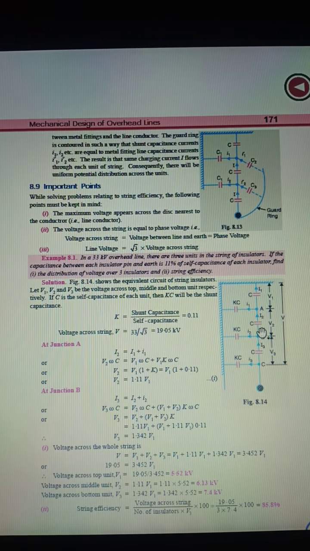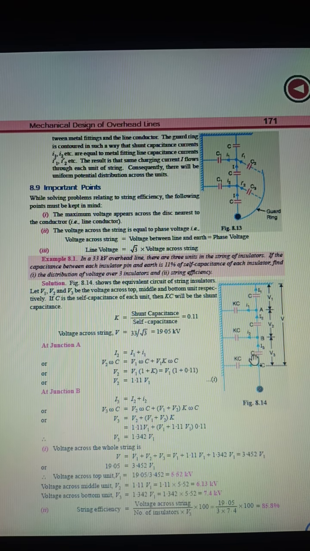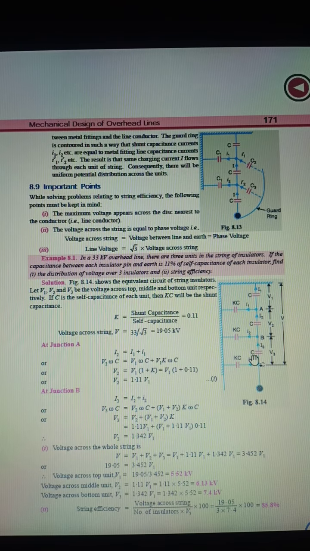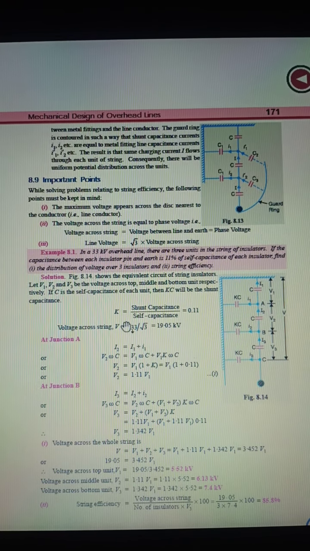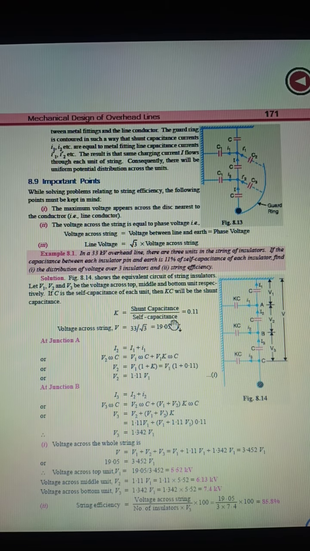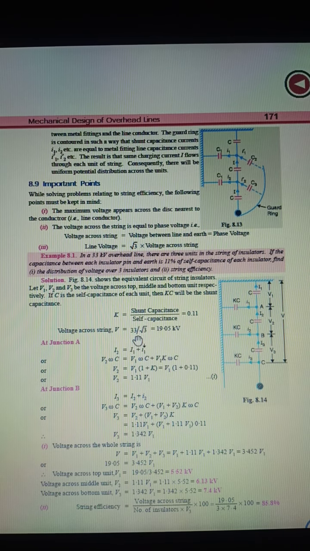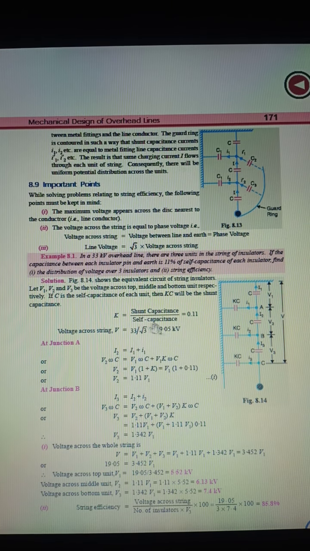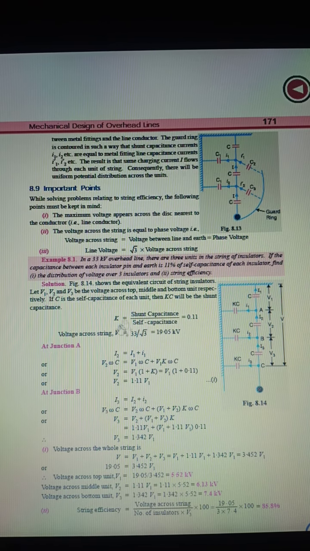The figure shows the 3 insulators. Here, capital C is the self capacitance or mutual capacitance, and here KC is the shunt capacitance. So K equals shunt capacitance by self capacitance, equal to 0.11. The voltage V equals 33 by root 3, which is about 19 kV, because 33 kV is the line voltage of the overhead line. And 11% is K.